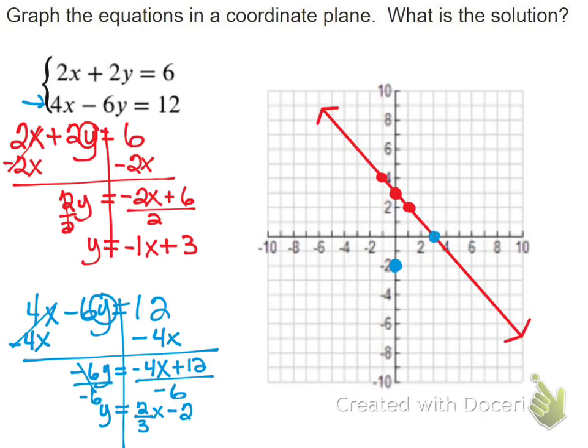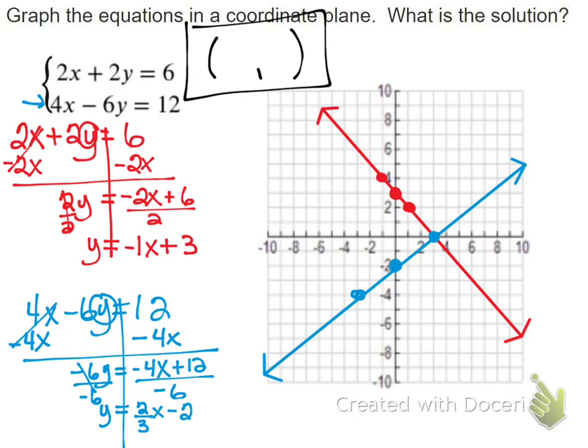And then down 2 over 3. Graph your line. And this one's pretty easy where they'll intersect, right? So the solution to this system is what? Remember, our solution is an ordered pair. So what's the solution? What's my x value?